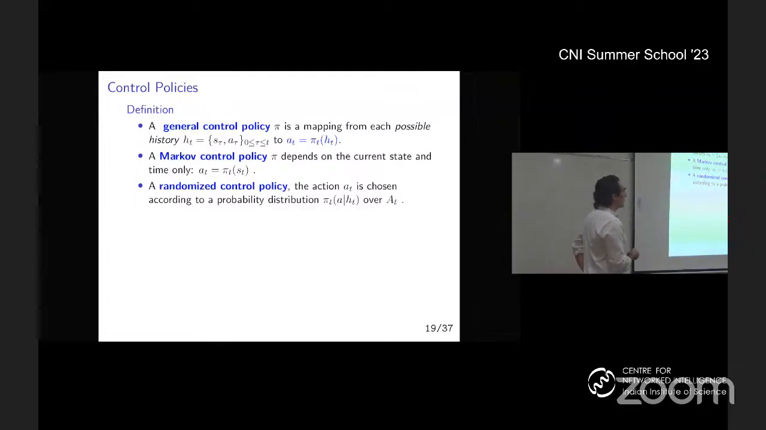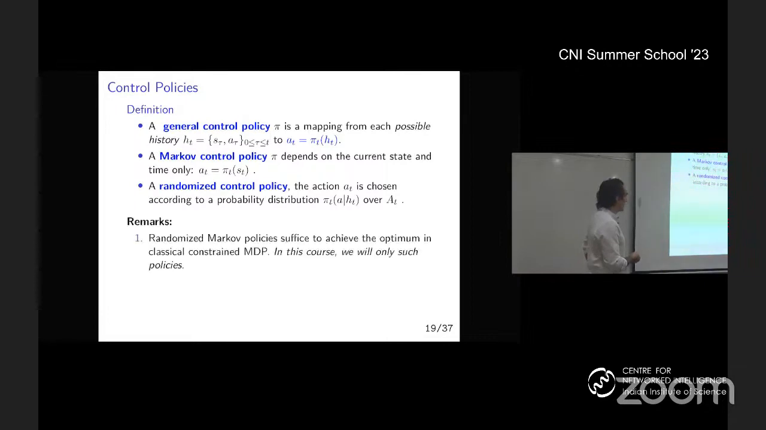And what you can even do, and this is what we'll use most of the time in the class, is choose randomized control policies, which are Markov, where your action is not a deterministic action, but random. And actually, this helps a lot to achieve optimality, okay?